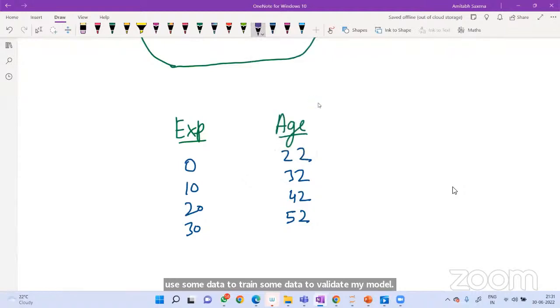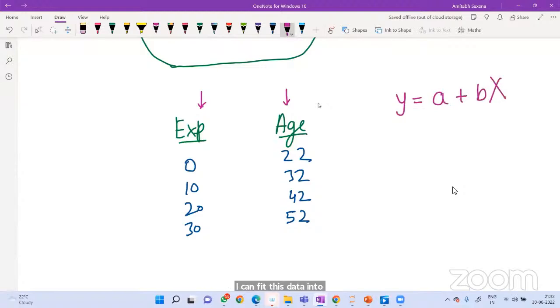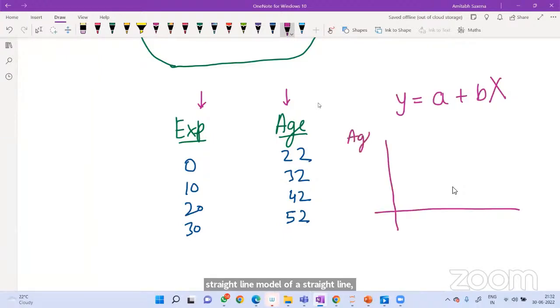Now, the reason I'm using a simple data and simple example, because most of us, I assume, must be remembering from school days, that if I have got the data like this, we call this continuous data. Continuous means the numbers, 0, 0.1, 7.8, something like that. Both are continuous data. I can fit this data into a model, which is known as a straight line. So if I plot this data, this is the age, this is the experience. 0 years experience, I am at 22. 10 years experience, 32. 20 years experience, 42. 30 years experience, 52.